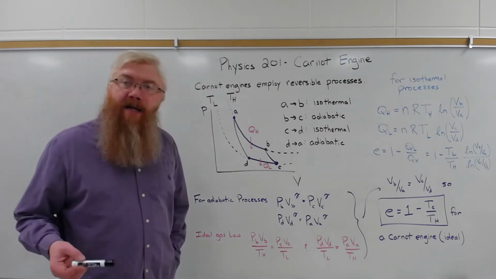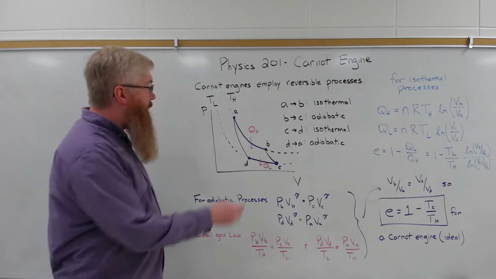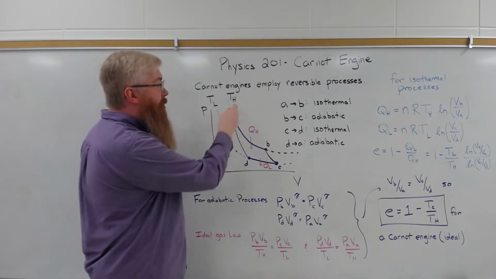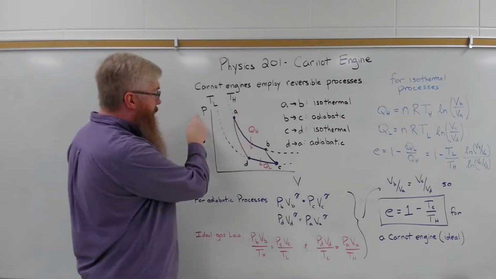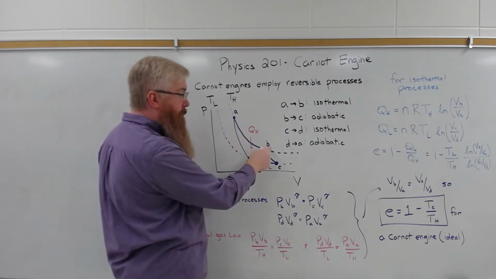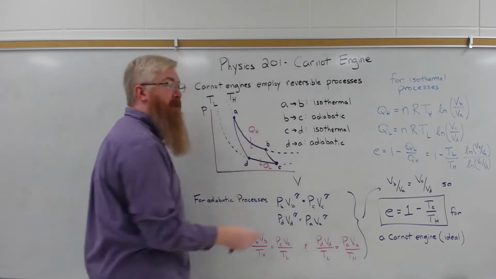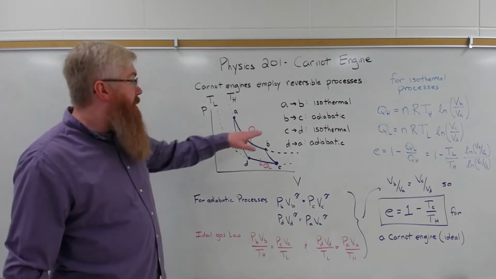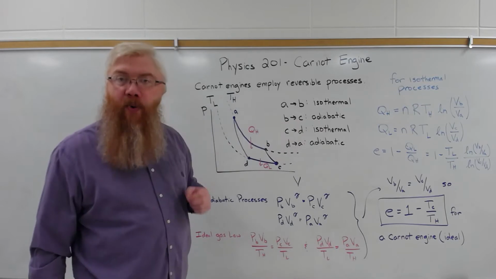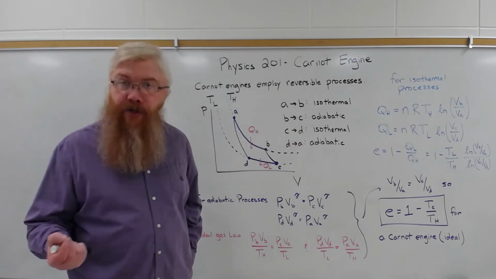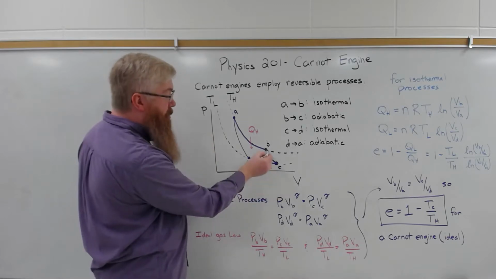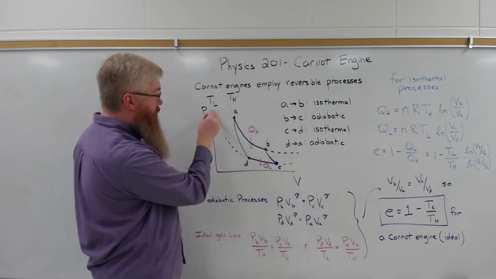So the Carnot engine process starts at point A, goes through an isothermal process, decreasing the pressure, increasing the volume to point B. So A to B is isothermal, that means constant temperature. B to C is an adiabatic process, that means no heat exchange. So you can see the temperature changes. Not only do the pressure and volume change, the temperature goes from TH to TL.